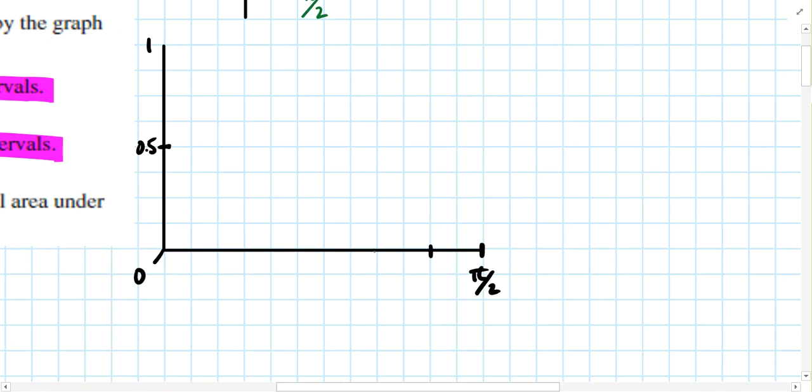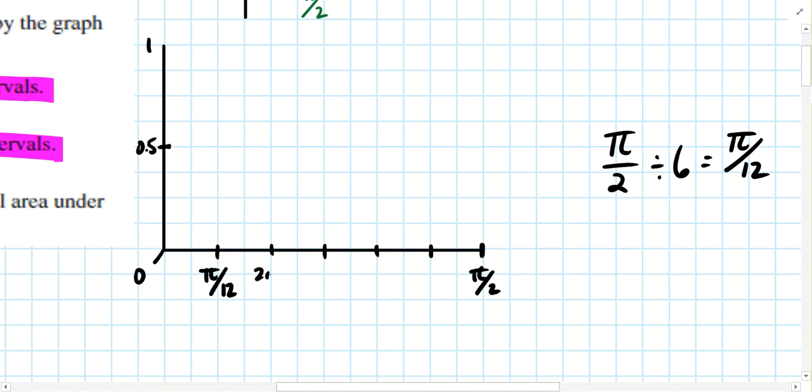Now we need 6 subintervals. That's why I chose 12 grid lines. It's easy to make 6 of these subintervals. And we just need to consider if I had the distance pi over 2 divided by 6, then each of these subintervals has a width of pi over 12. So I could label this as 1 pi over 12 and 2 pi over 12 and 3 pi over 12 and so on. But I'm going to go ahead and simplify these fractions.